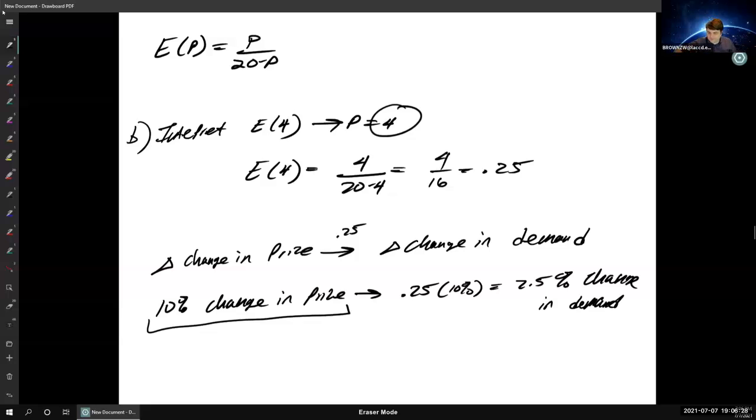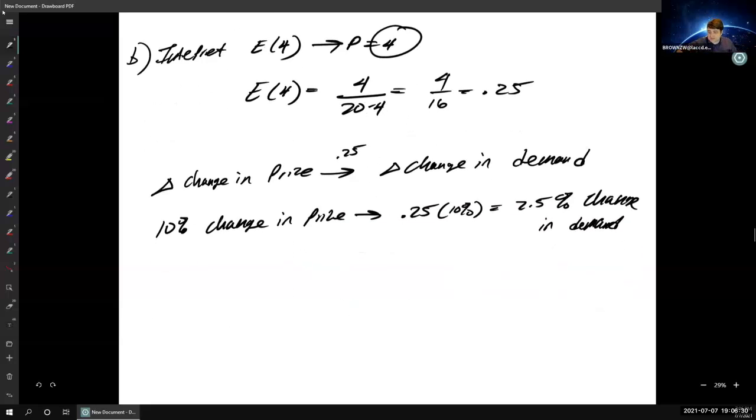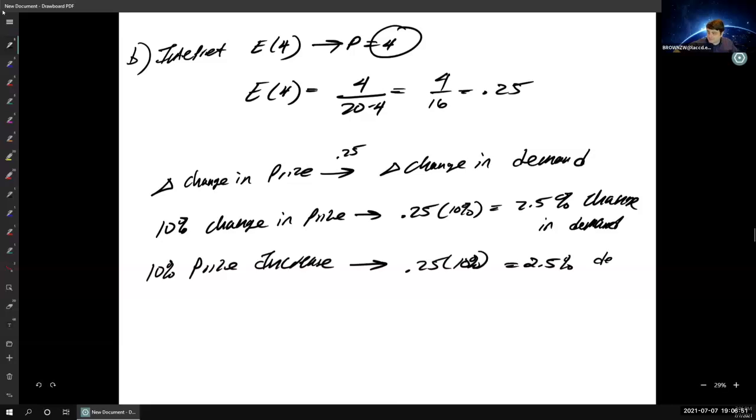And if we went more specific, this is just a general change in price. If we talked about a 10% price increase, well, we could also say, once again, it's 0.25 times 10%. So that'd be 2.5%. Since we increase the price, that's going to be a decrease in demand, because once again, price and demand always go in opposite directions.